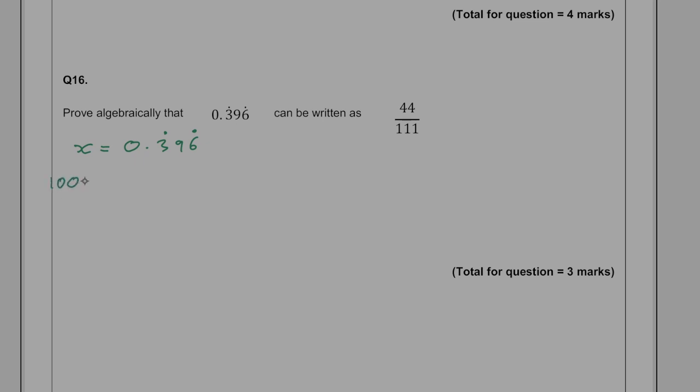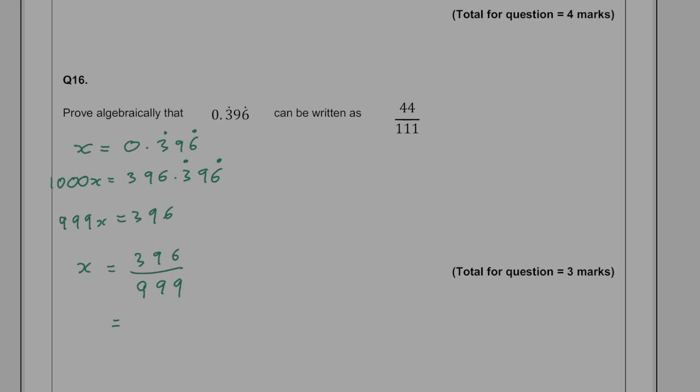So 1,000x is going to be equal to 396.396 recurring. Right, I'm going to subtract one from the other, so I'm going to say that 999x is going to be equal to 396. So x is going to be equal to 396 divided by 999.